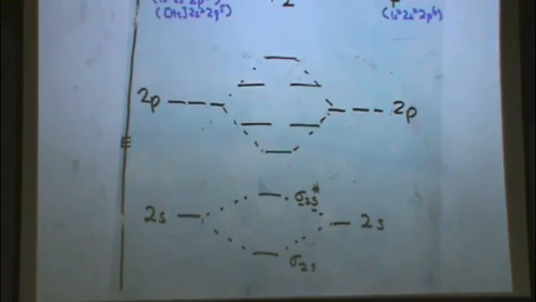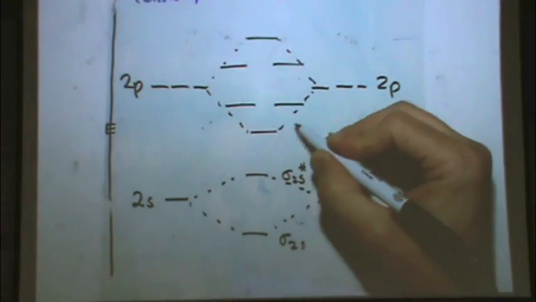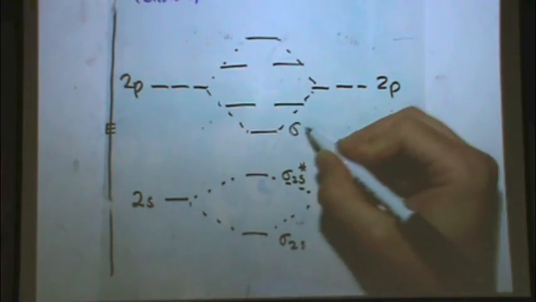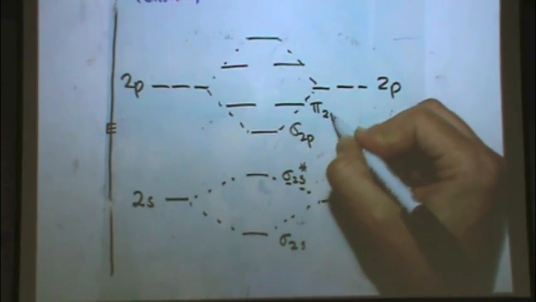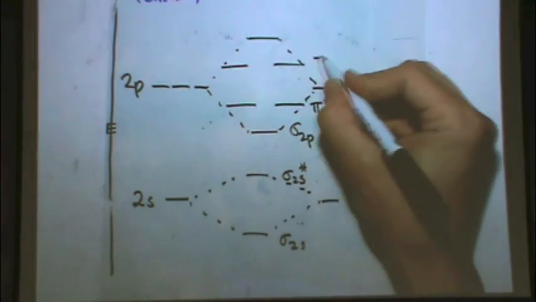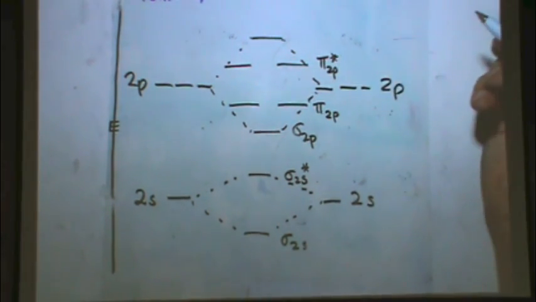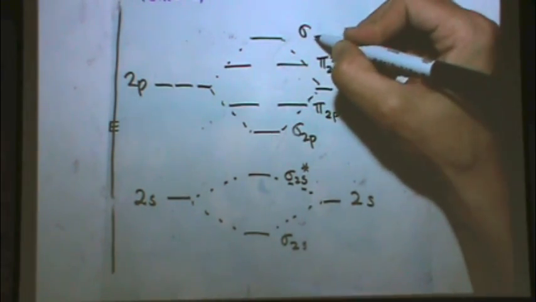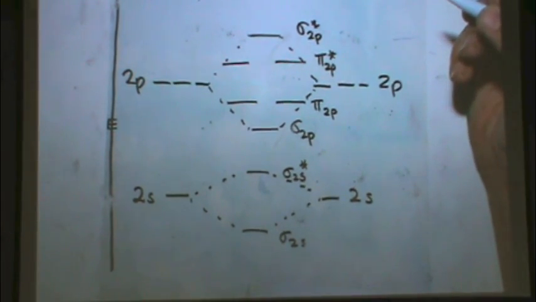Okay, there it is. I can name these levels already. I know if it's a single line, it's a sigma, and it comes from a 2p. If it's a double line, it's a pi, and that comes from a 2p. Double line, pi, 2p, and it's on top, so I know it has a star. And a sigma comes from a 2p, and a star because it's on top.